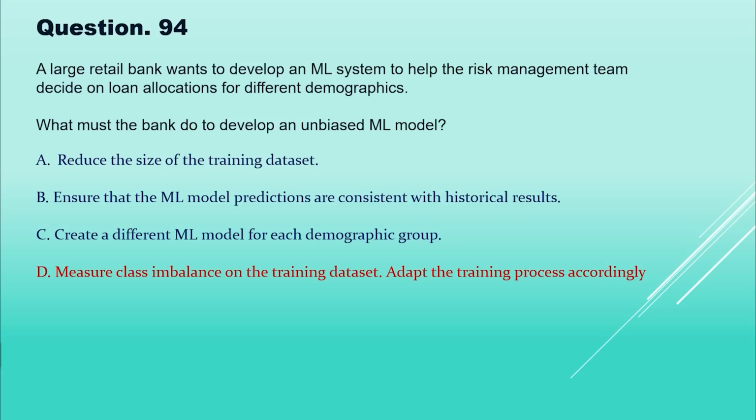And class imbalance refers to a situation where certain classes are underrepresented compared to others. So option D, measure the class imbalance on training dataset and adapt the training process accordingly, is the correct option here.